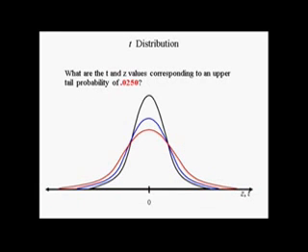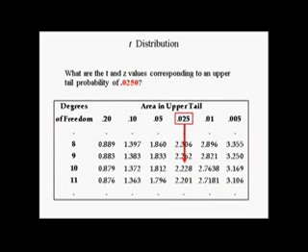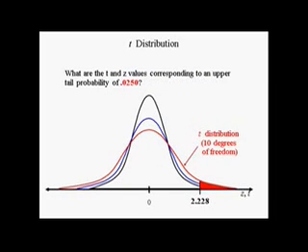What are the t and z values corresponding to an upper tail probability of 0.0250? If the sample size is 11, the degrees of freedom equals 10. The value in the t-distribution table associated with an upper tail probability of 0.0250 is denoted t subscript 0.0250. The t-value is found in column 0.0250 and row 10, which is equal to 2.228. The probability that t is greater than 2.228 equals 0.0250 when the degrees of freedom is 10.